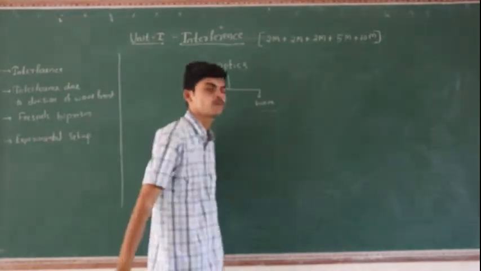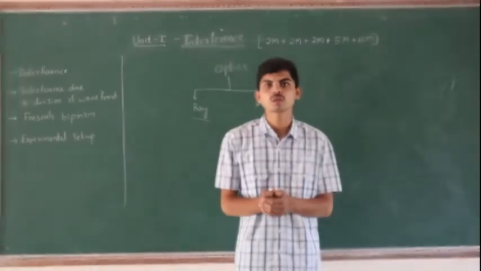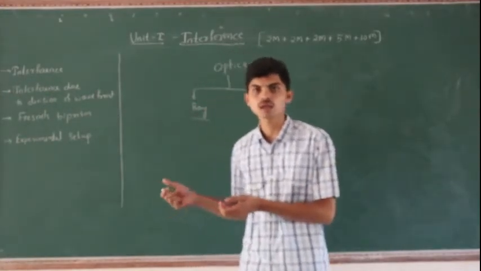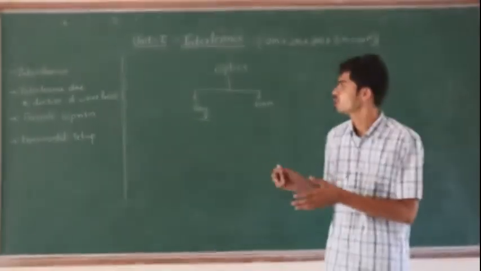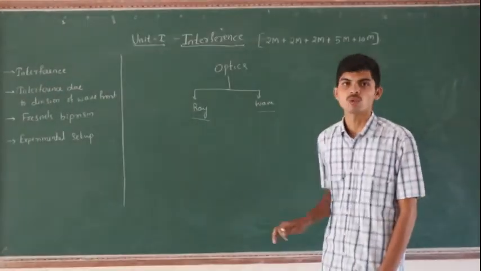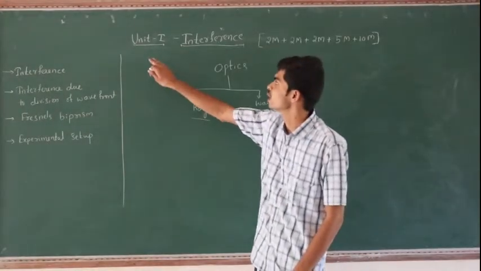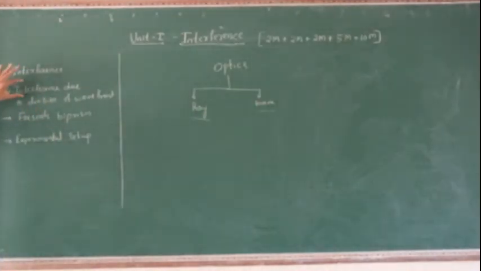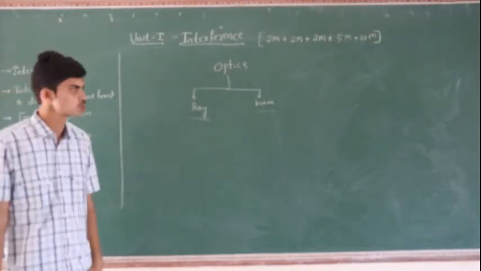But in wave optics, here also we studied about light only, but that light will be in the form of waves, not in the form of particles. We discussed ray as well as wave. In this wave optics, today the interference will be there. I will discuss one by one: the definition of interference, interference due to division of wavefront, Fresnel's biprism, and the Fresnel's biprism experimental setup.